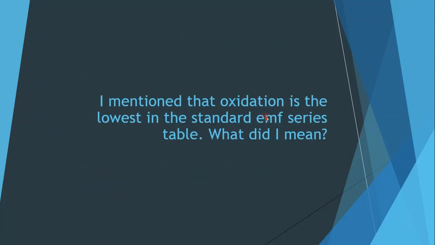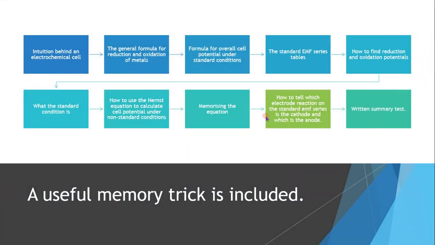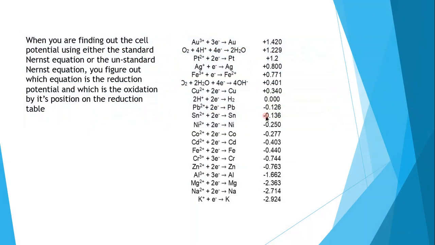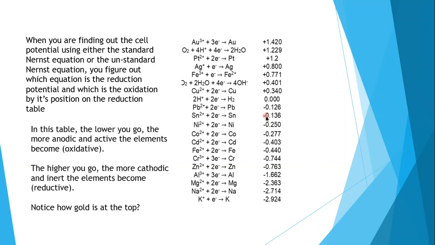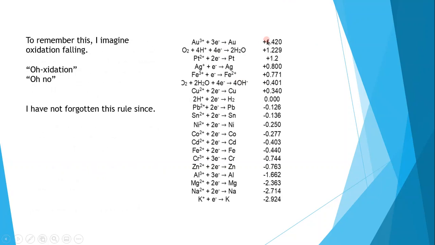So I mentioned that oxidation is the lowest in the standard EMF series table. What did I mean? So yes, another useful memory trick is included. So when you're finding out the cell potential using either the standard Nernst or the unstandard Nernst equation, you figure out which equation is the reduction potential and which is the oxidation potential by its position on the reduction table. So in this table, the lower you go, the more anodic and active the elements become, oxidative, and the higher you go, the more cathodic and inert the elements become, reductive. And you can see how gold is at the top.